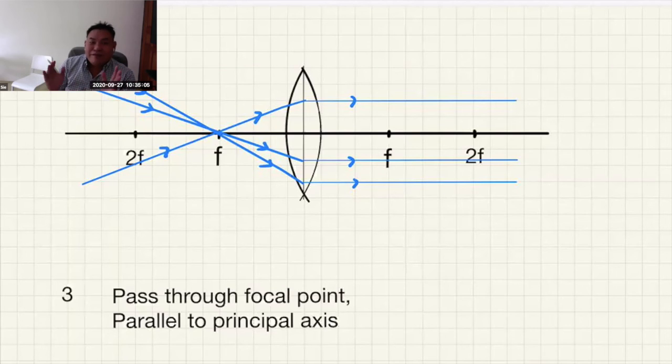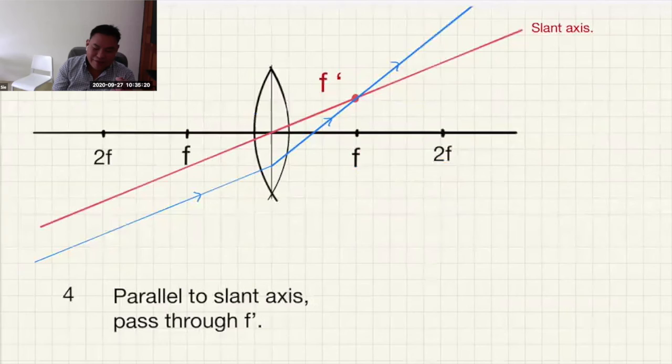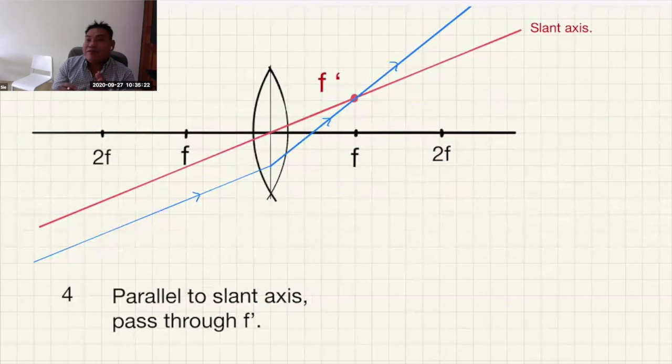Now, what if the light is not one of these 3 types? It's not passing through center of lens, it's not passing through focal point also, and it's not parallel to the principal axis also. Then we do number 4. Number 4, cover a wide range of light direction. Whatever the direction of light, anything outside these 3, you can use number 4. Now, what must you do?